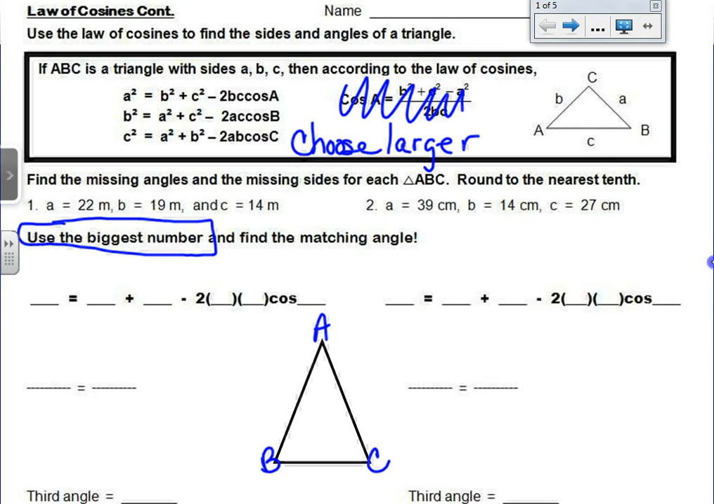So go ahead and label your triangle. Little a is 22, little b is 19, and little c is 14. So do you notice on this example we have no angles, and all we have are the three sides.